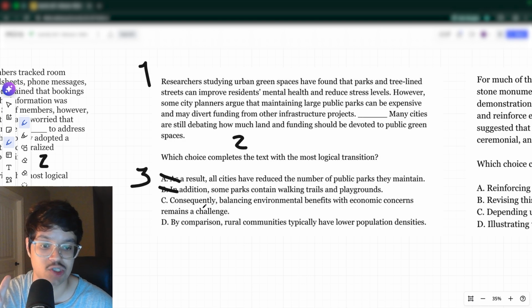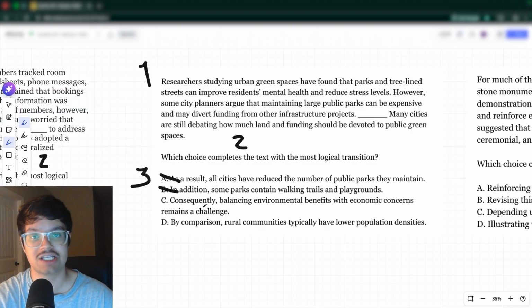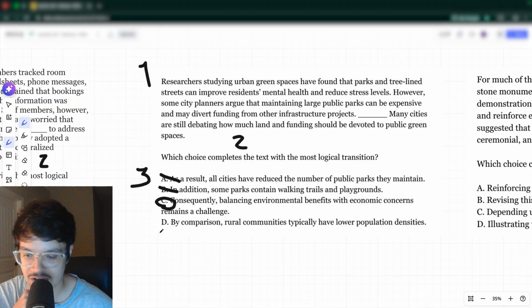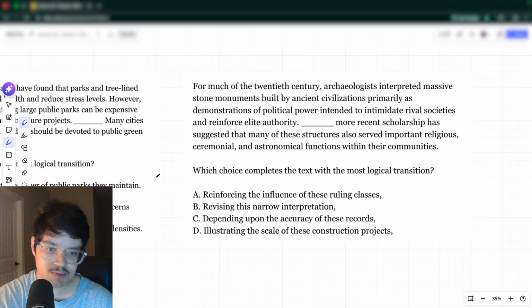C: Consequently, balancing environmental benefits with economic concerns remains a challenge. Okay, so that definitely works. So it's saying here there's still this kind of debate. People are arguing about it, but some people agree, some people don't. If you just look at D real quick, by comparison, rural communities tend to have lower property taxes. Okay, that has nothing to do with what we just said. So definitely C would be the right answer here. Sometimes they're not as long though.